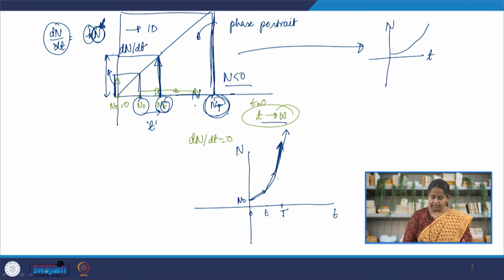Now, if you look at this, there are certain limitations in this model. The first limitation is that according to this model, the bacterial population will continue to increase ever so rapidly. And very soon, the mass of the bacteria in the petri dish will exceed the original mass of the earth, which is not something we have observed.